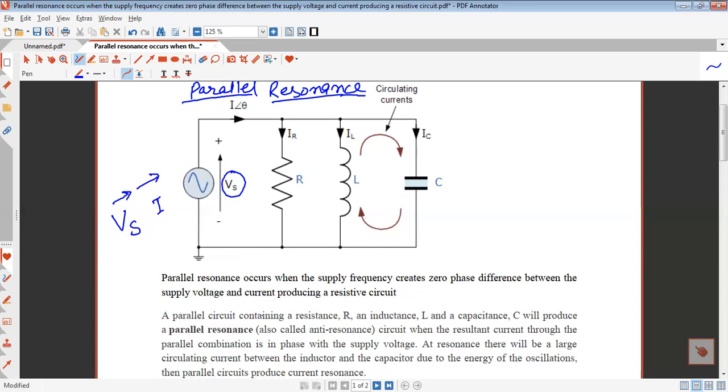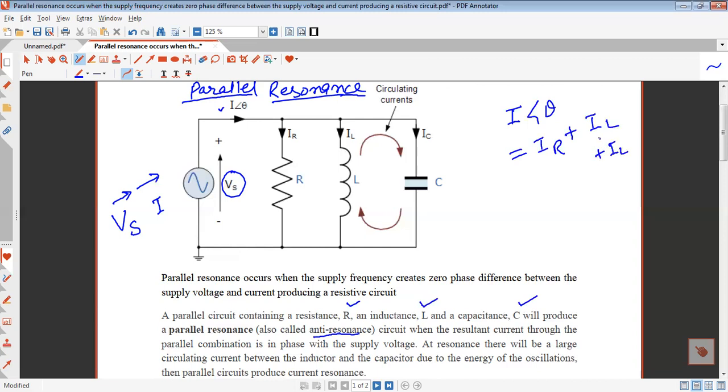So a parallel circuit containing resistance R, inductance L, and capacitance C will produce a parallel resonance, also called an anti-resonance circuit, when the resultant current through the parallel combination is in phase with the supply. This current is the combination of the whole current IR, IL, and IC. This I is the combination of IR plus IL plus IC.